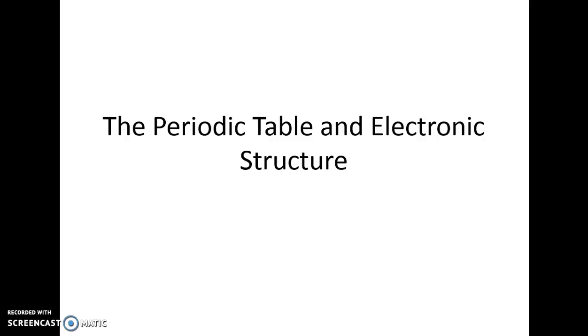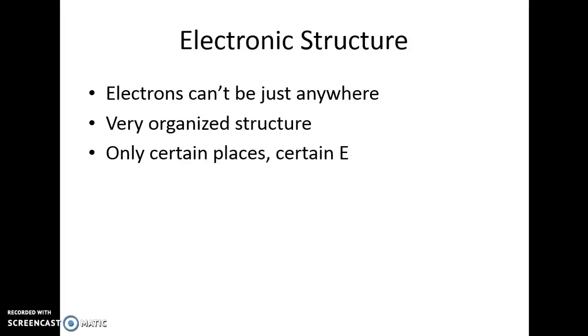Now that we've learned how the periodic table is put together, and we've also learned how many electrons are in atoms of a particular element, we're going to put the two together, and we're going to look and see what electronic structure is and how you see it in the periodic table. Electron structure is very organized. Although the electrons have a lot of freedom in moving around, they can't be just anywhere. There are only certain places they can be and certain energies.